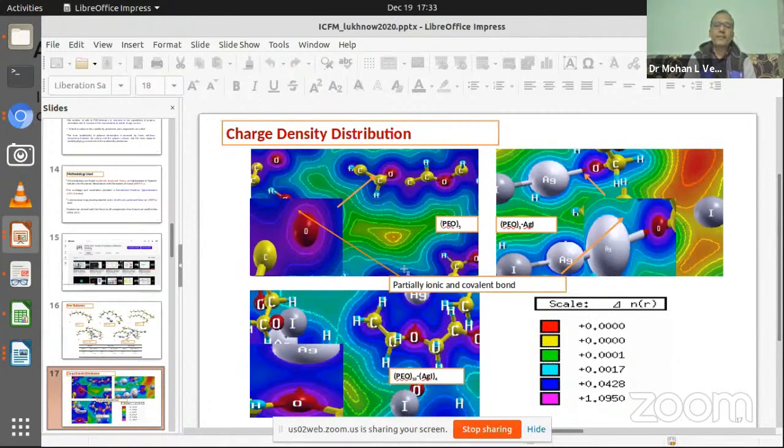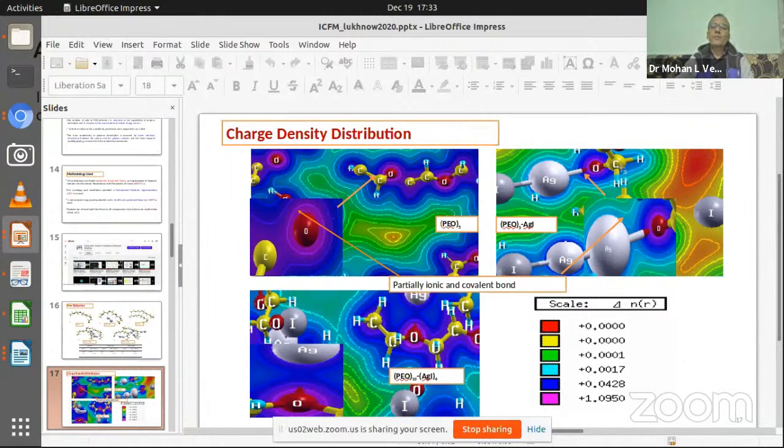One very, very good thing about this type of molecular modeling study is that we can directly observe the effect of interaction of ions, the interaction of a particular atom with other atoms, and also the distribution of electrons around any particular atom. So here, this is the charge density distribution, and density functional theory is actually based on the study of electronic distribution around any atom. The scale is mentioned here, and the maximum charge is shown by this color, which is near the oxygen atoms.